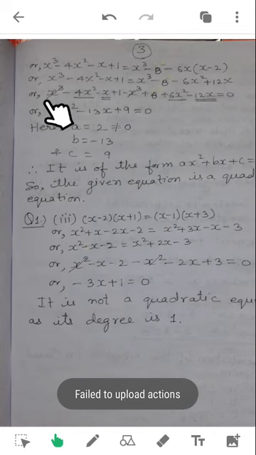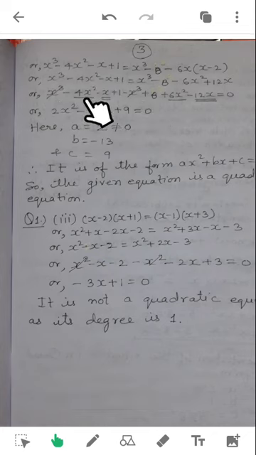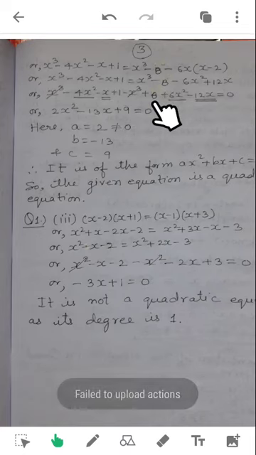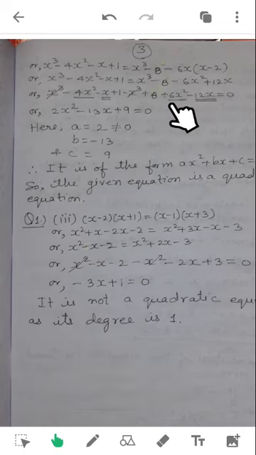We are taking all the terms on left hand side. X cube minus 4x square minus x plus 1 plus 1. This x cube taken to left hand side, it becomes minus x cube. This minus 8 taken to left hand side, it becomes plus 8. This minus 6x square taken to left hand side, it becomes plus 6x square. Plus 12x when taken to left hand side, it becomes minus 12x. And on right hand side there is no term, so it is 0.